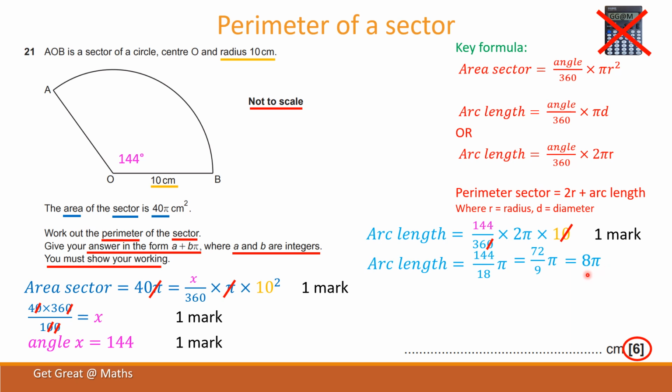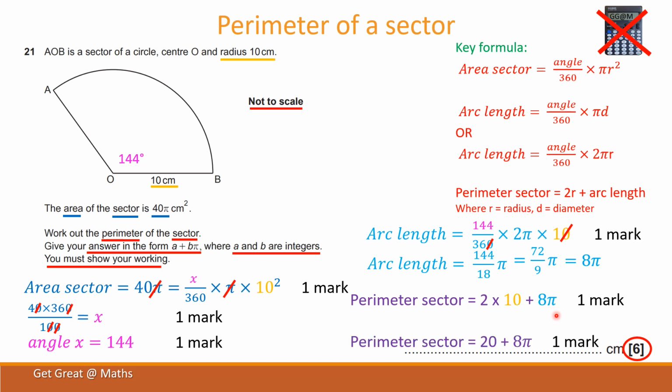Now once I've got my arc length, the question said find the perimeter. So here's my formula for the perimeter. It's 2 lots of the radius. So it's going to be 2 times the radius, which is 10, which gives me 20, plus my arc length, which is 8 pi, for my 5th mark. My final mark comes for writing the answer of 20, because 2 times 10 is 20, plus the 8 pi for my 6th and final mark.